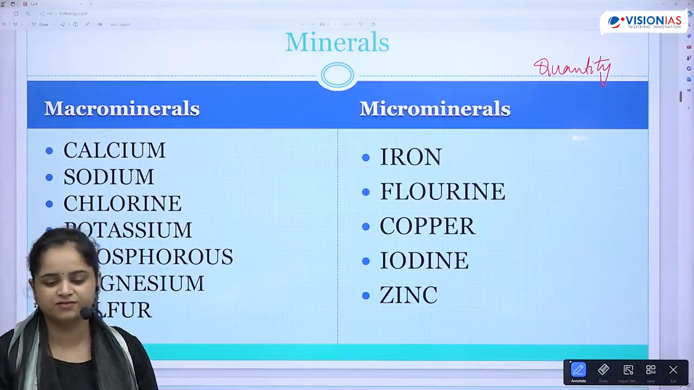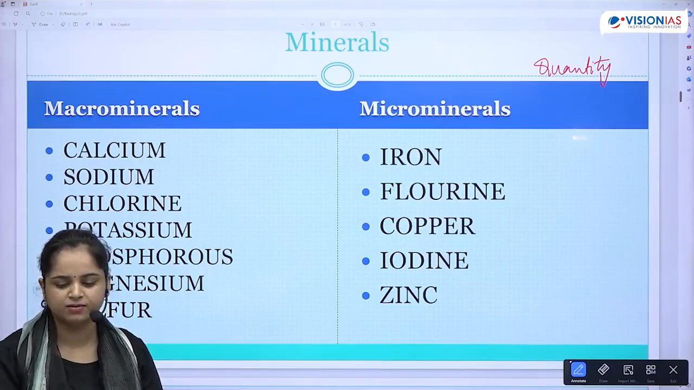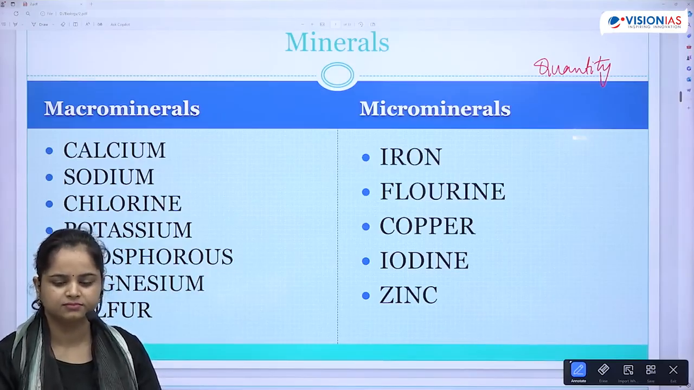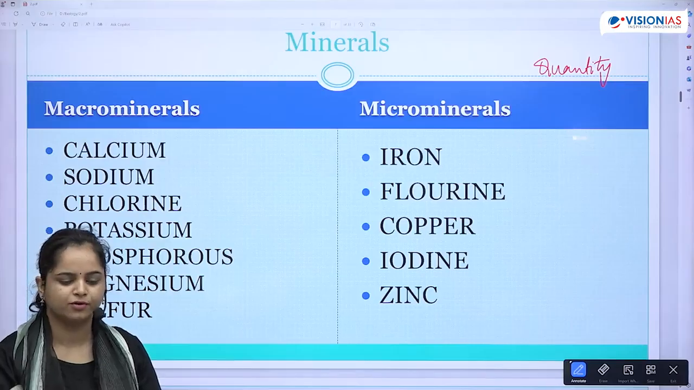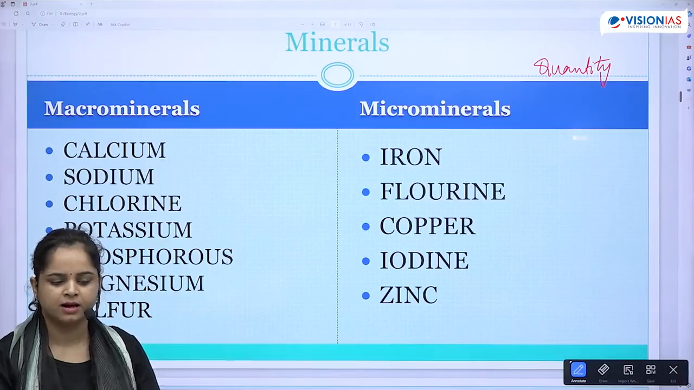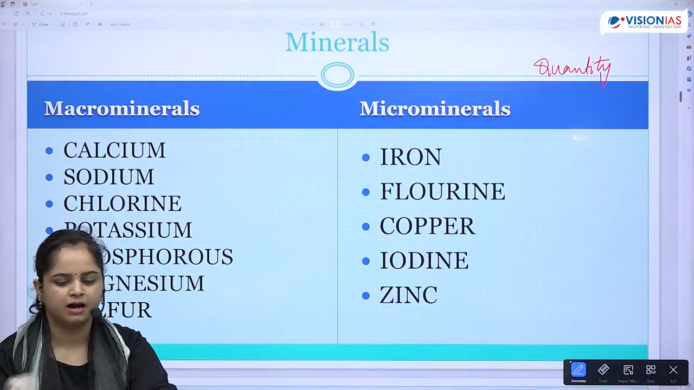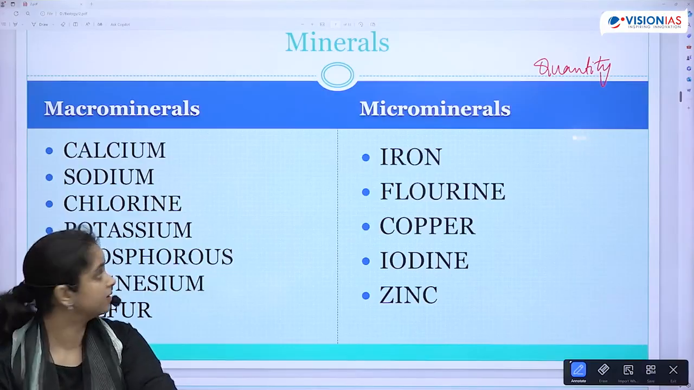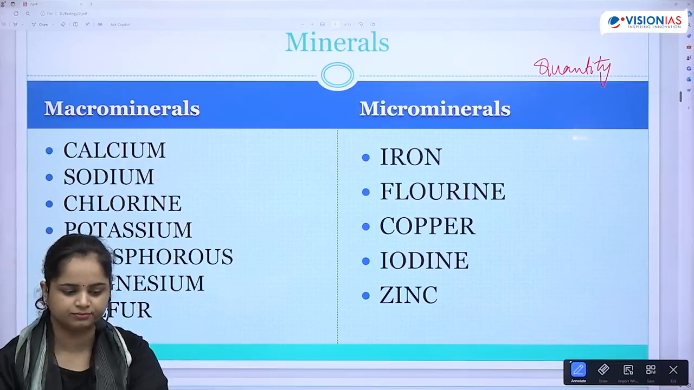Then you please give the first heading, macro minerals. And under that, the first one is calcium.